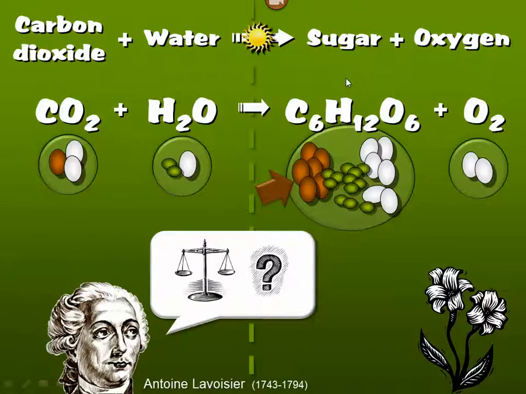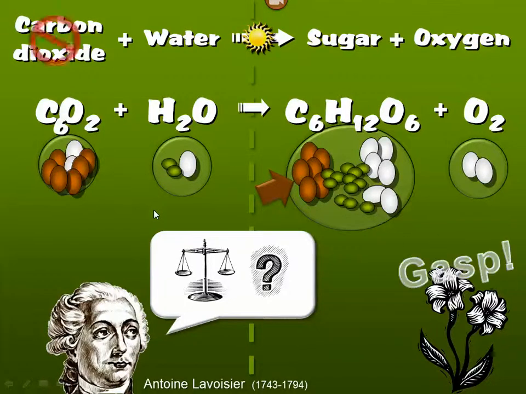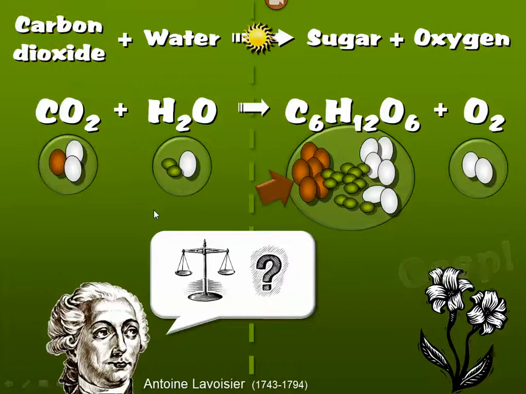So that doesn't work. What if we said, okay, we need 6 carbon on each side? Well, let's just add 5 more carbon over here to the carbon dioxide. So what do we have now? Well, we have C6O2. What is that? That's not carbon dioxide. And the plant's not going to be able to breathe in that because it's not carbon dioxide. So what do we have for a solution? We have to have 6 carbon on both sides.